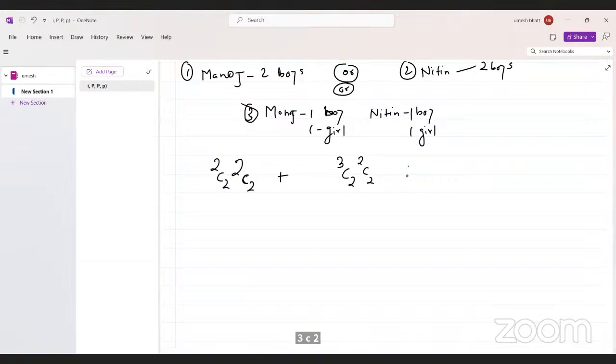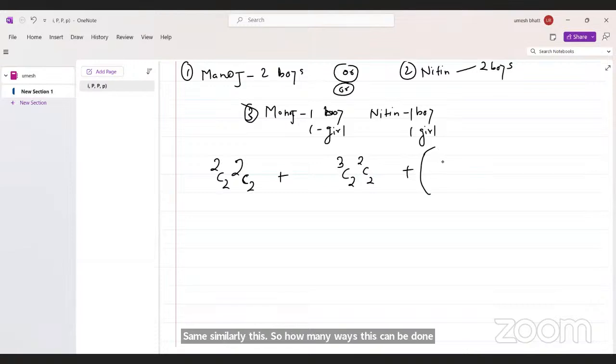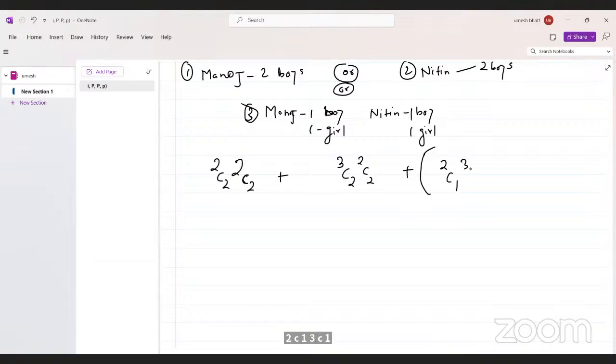So 3C2 is 3. Now in this case, how many possibilities are there? If Manoj chooses 1 boy and 1 girl, similarly the other side, so how many ways can this be done? Manoj chooses 2C1, 3C1, plus again the other side is 3C1, 2C1.